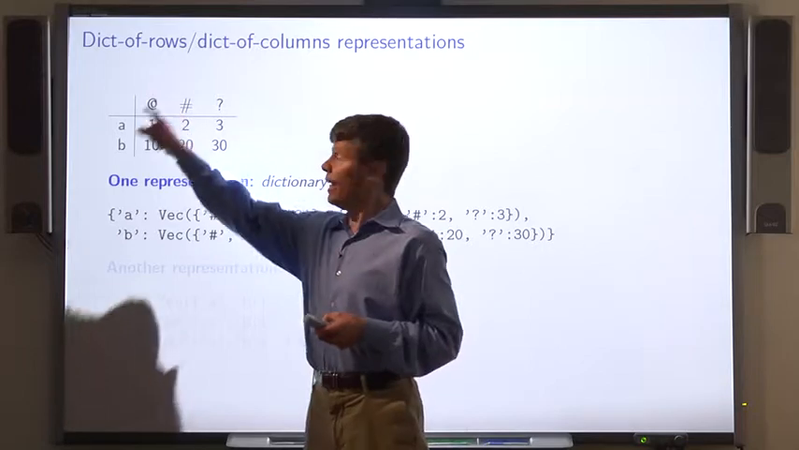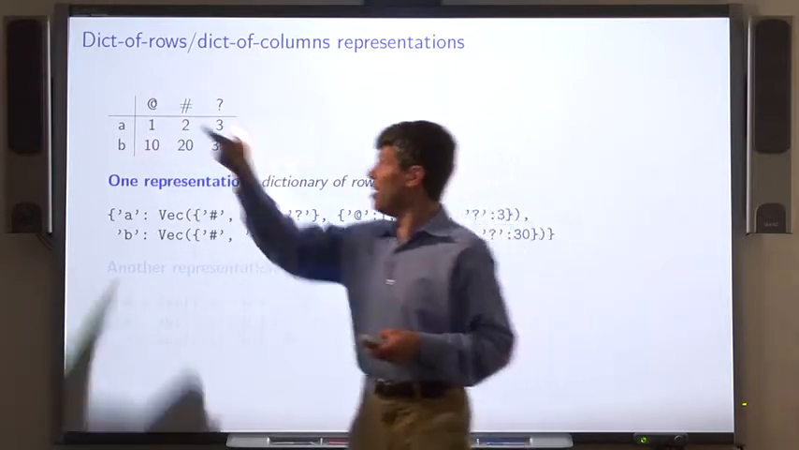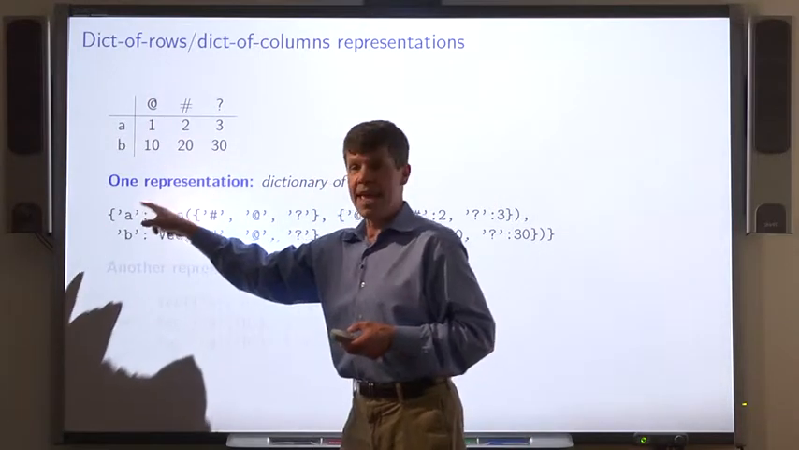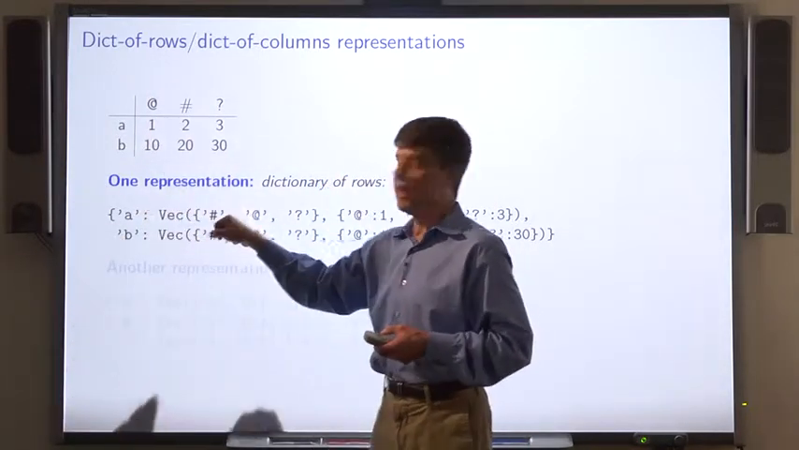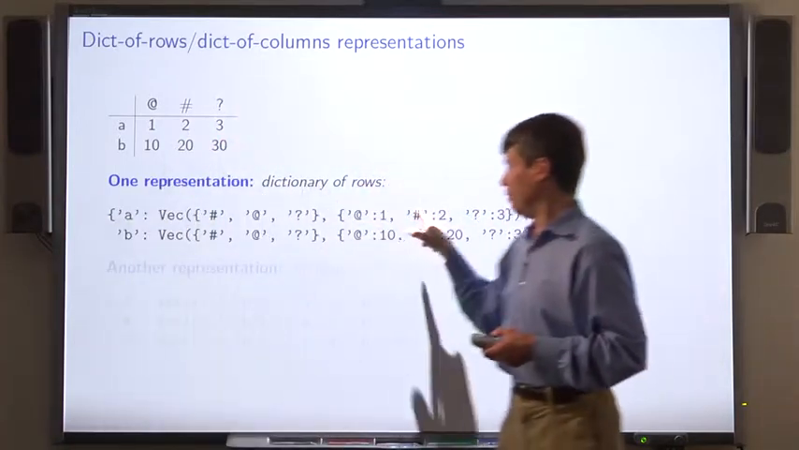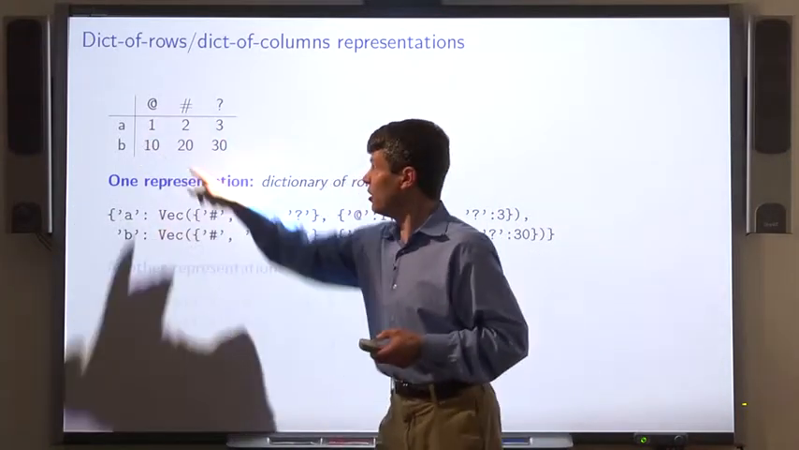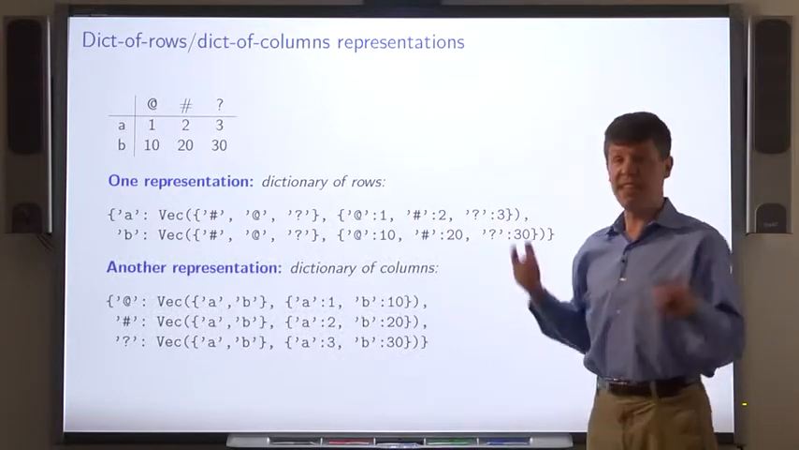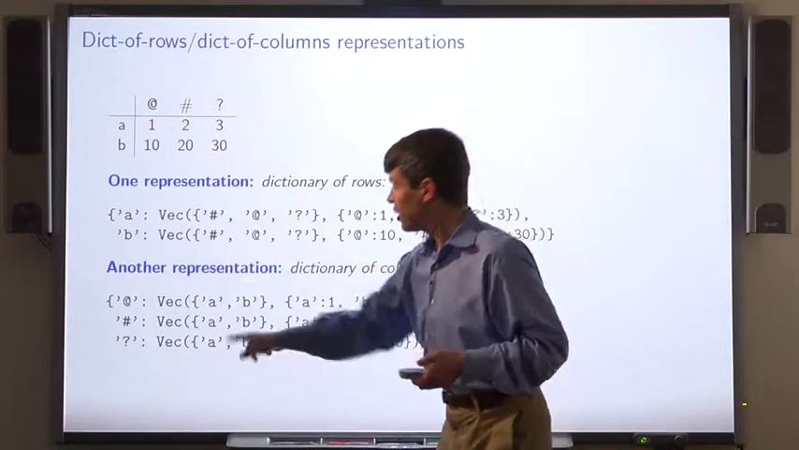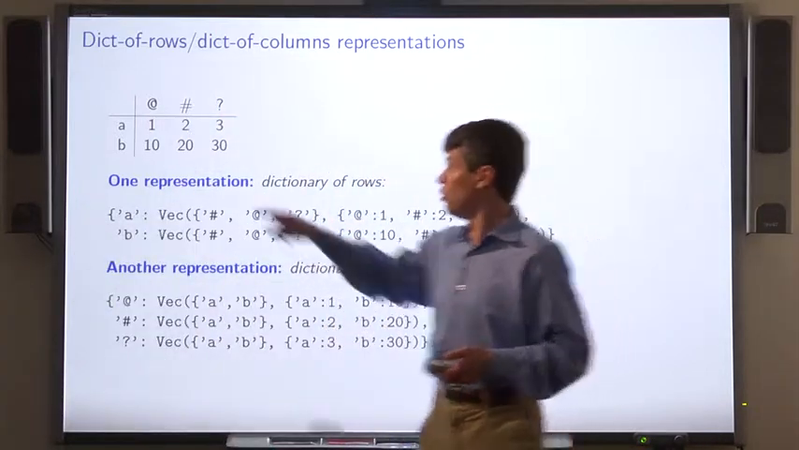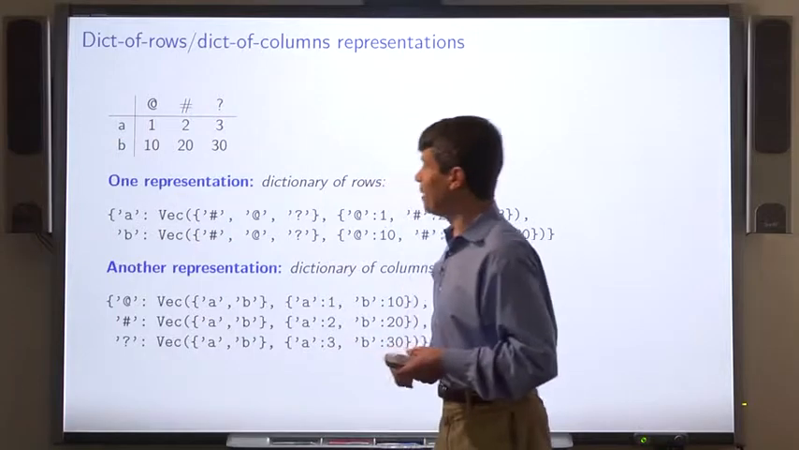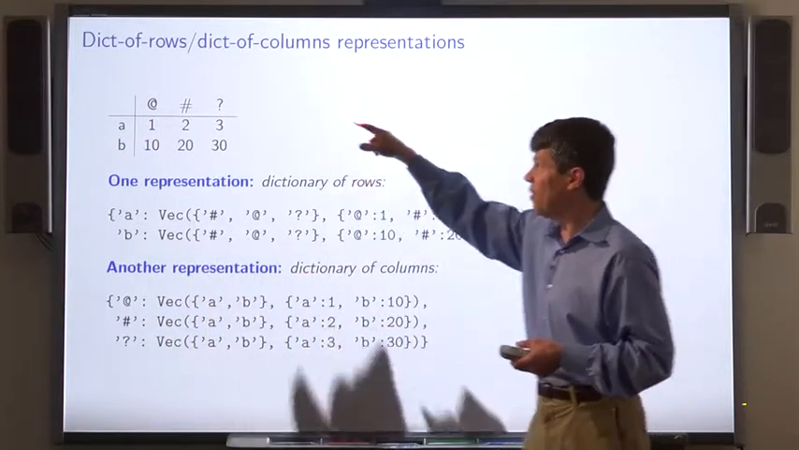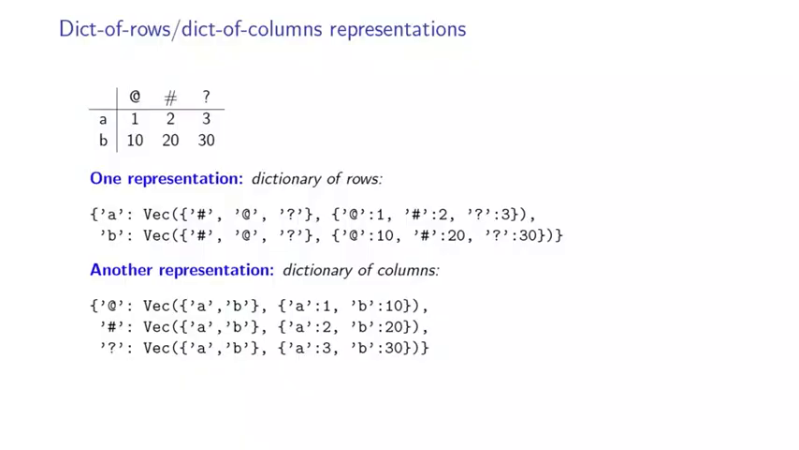Here's one representation for a matrix as a dictionary of rows. It maps each of the row labels to a vector that is that row. So in this dictionary, the row label A maps to the vector 1, 2, 3, and maps B to the vector 10, 20, 30. A similar representation is as a dictionary of columns. Here the dictionary maps the column labels to the vectors. So @ sign is mapped to 1, 10, sharp is mapped to 2, 20, and question mark is mapped to 3, 30.